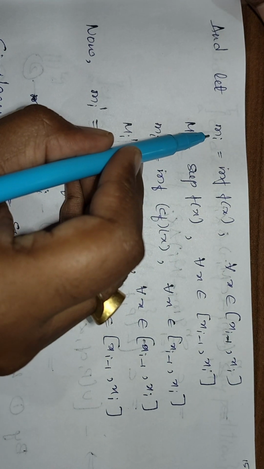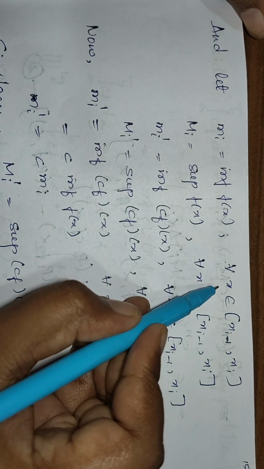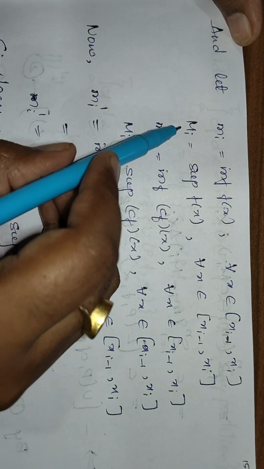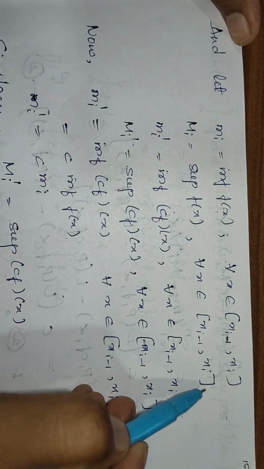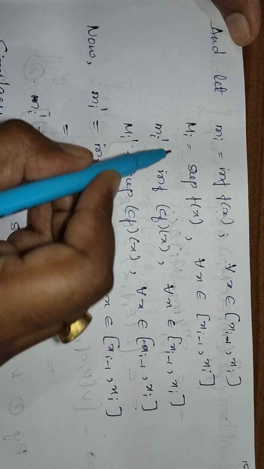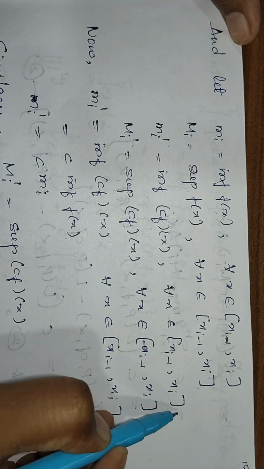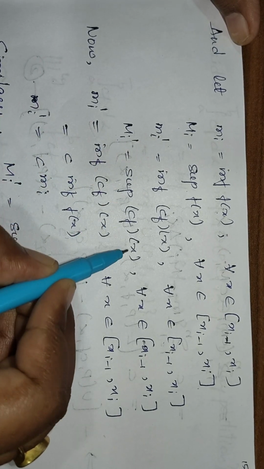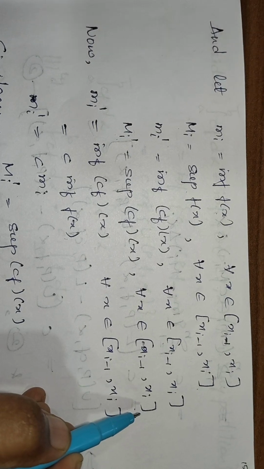let mi, small mi, be the infimum of f of x for all x belong to this interval xi minus 1 comma xi, and capital Mi be the supremum of f of x in the same interval, and mi dash be the infimum of Cf of x in this interval, and capital Mi dash be the supremum of Cf of x in the same interval xi minus 1 comma xi.